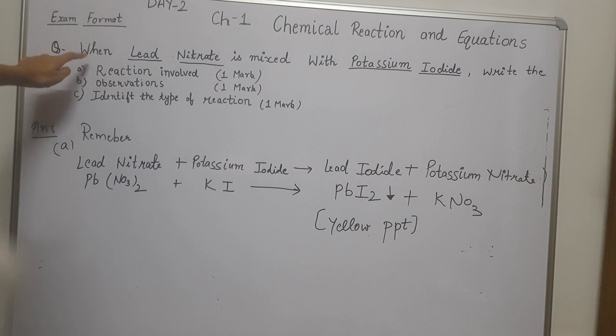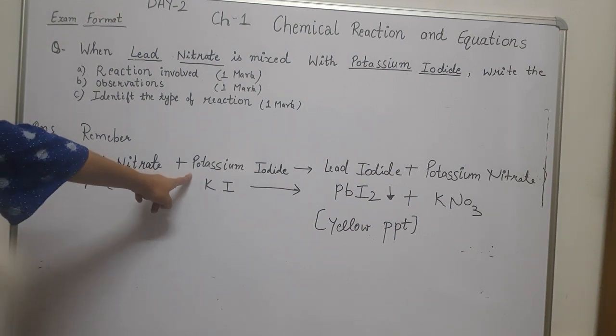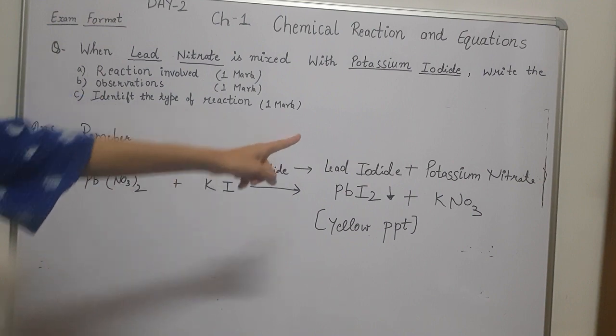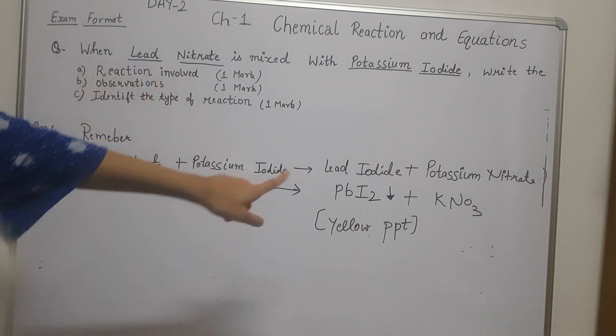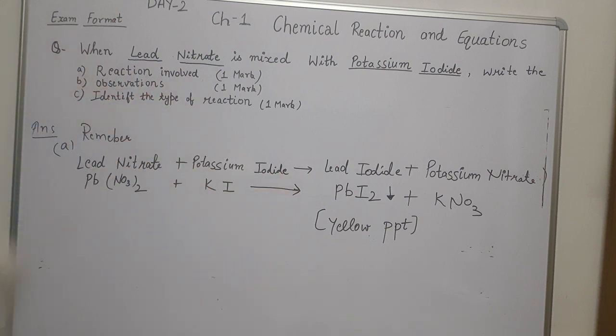So reaction is this, and observation is something that you can see through your eyes, like if a gas is evolved, if color is changed. In this reaction, observation is change in color. Both of these reactants are colorless, but the product is of yellow color. So observation is yellow colored precipitates are formed.